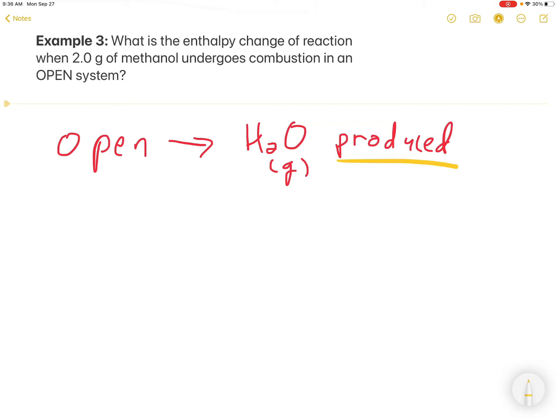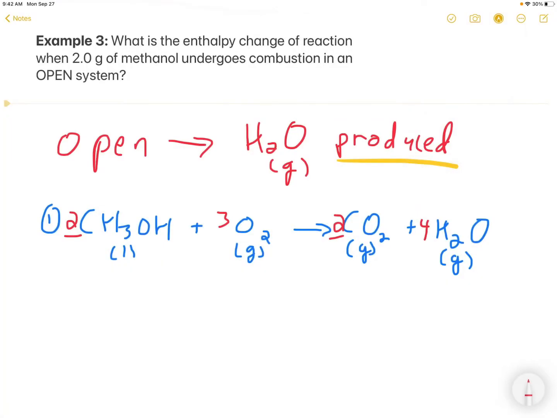So what we're going to do is first write the balanced reaction, including all the appropriate states, of the combustion of methanol in an open system. So writing the balanced reaction, we have 2 moles of methanol reacted with 3 moles of oxygen gas, which yields 2 moles of carbon dioxide and 4 moles of water vapor.